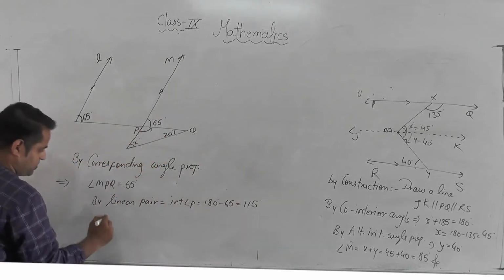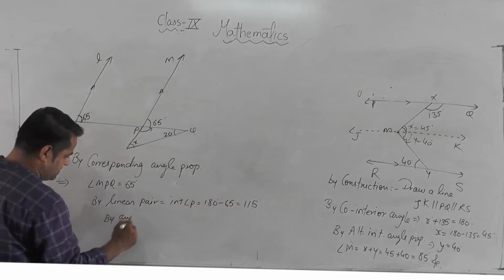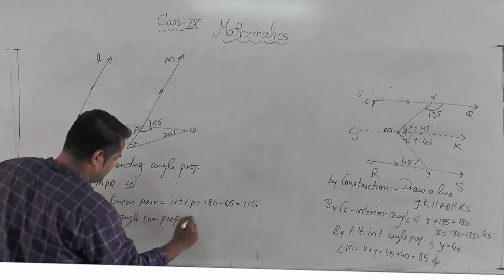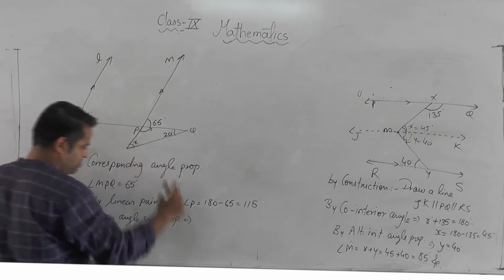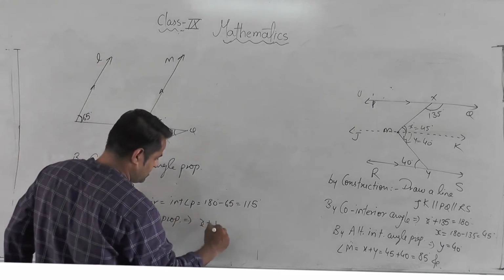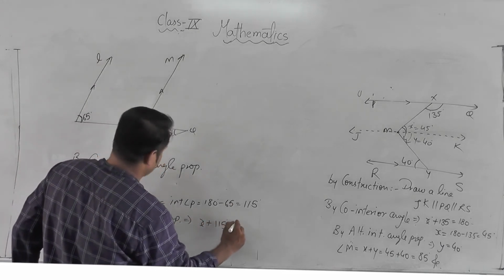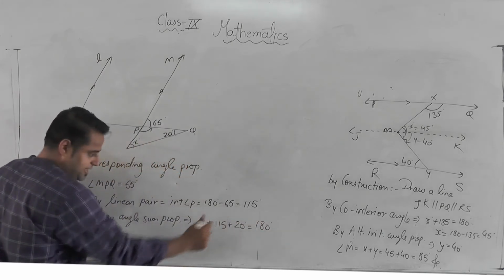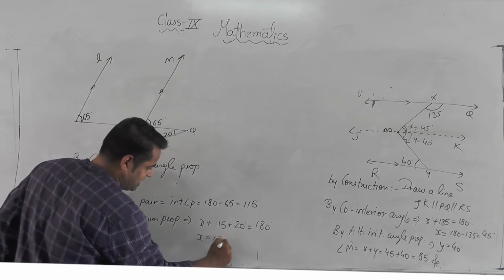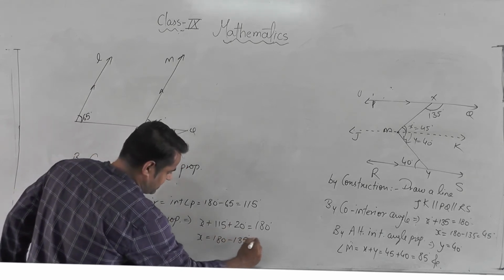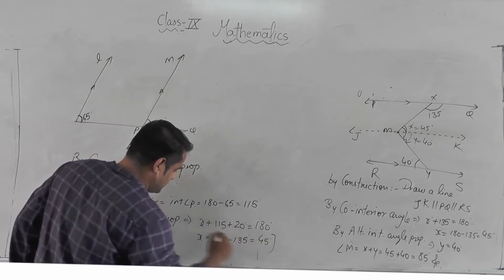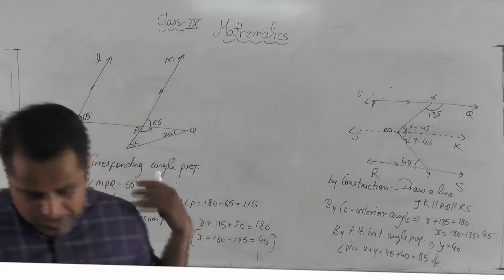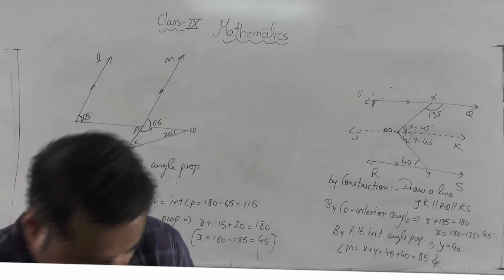Now this is 115. So now by the angle sum property, which you have all learned, the sum of all angles is equal to 180. So 115, 20 and x together make 180. So x comes as 180 minus 135, which gives us 45. So we find the angle x. That's how we can do it. It's quite easy.